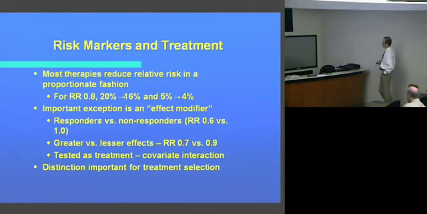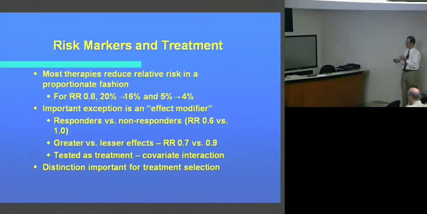So this is preaching to the choir again here. I think everybody in this room knows about this whole idea of proportionate and relative risk actions for therapies. For the same relative risk reduction, you might get more bang for the buck in high-risk patients than in low-risk patients. You reduce your risk by 0.2, you go from 20% to 16%, or 5% to 4%. It's pretty much the same.